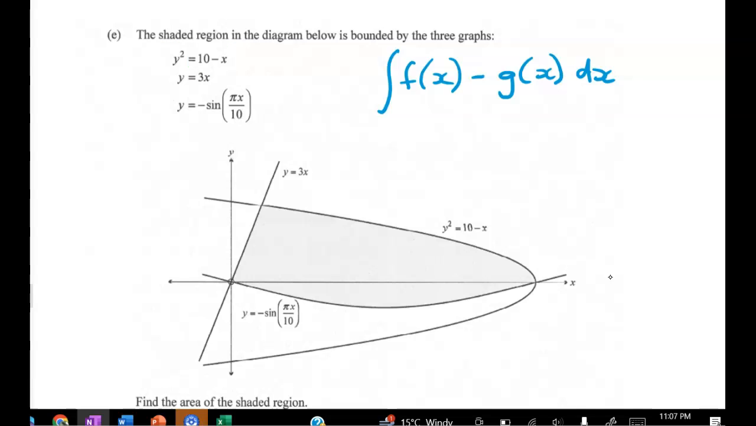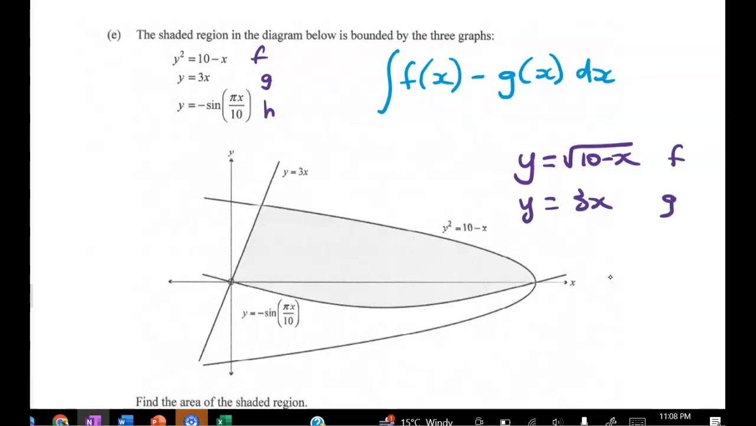Okay, the first thing I'm going to do is just label this one F, this one G, and this one H. And we've got y is equal to the square root of 10 minus x, that's F. y is equal to 3x, that's G, and y is equal to negative sine of pi x on 10, and that's H. So let's first figure out what this point is. Well, that's pretty easy. That limit's going to be 0.